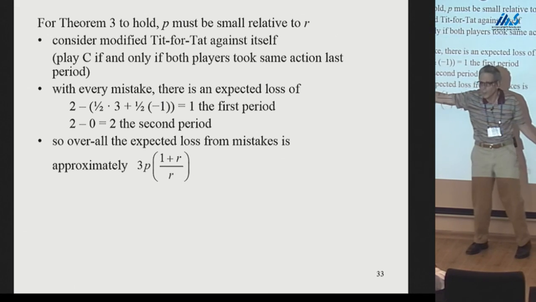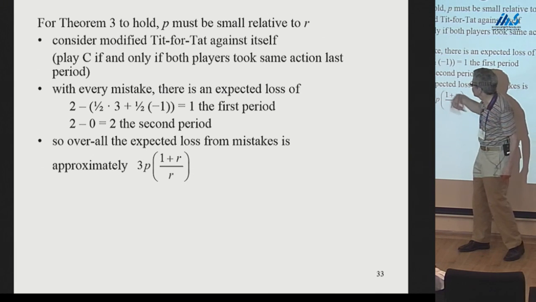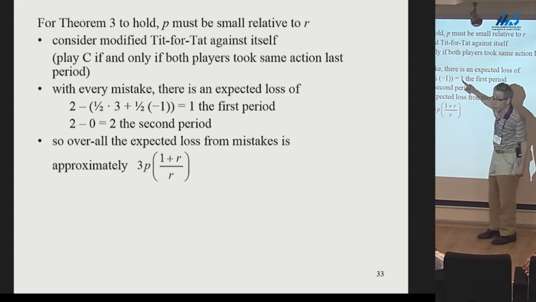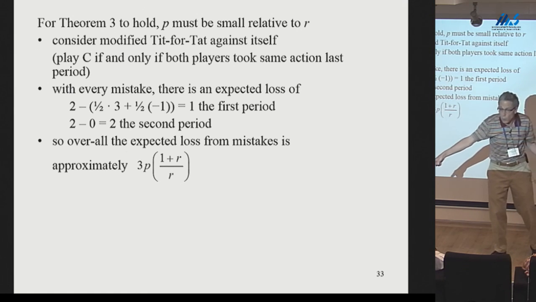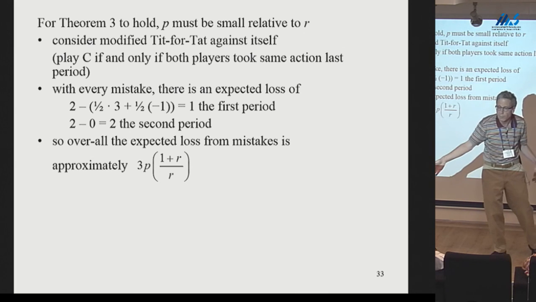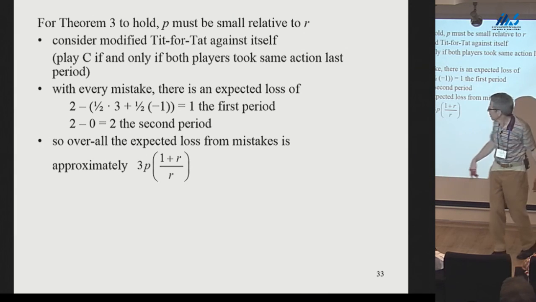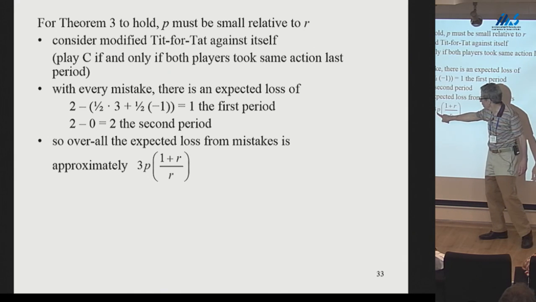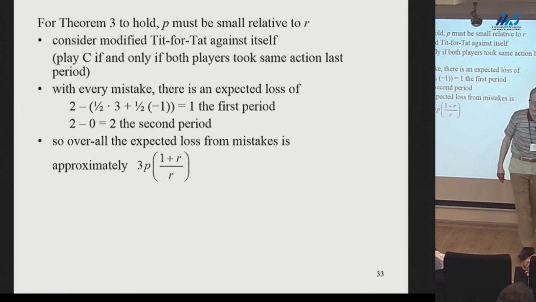Either he will make the mistake or the other guy will make a mistake. If he makes the mistake, he gets 3. If the other guy makes the mistake, he gets minus 1. So there's a loss of 1 in that period. And then there's also a loss the following period where both players are playing DD. There's a loss of 2 in the second period. So the overall expected loss, given the probability of mistake and the discount rate, is this expression here. This is the expected average, discounted average loss from mistakes.